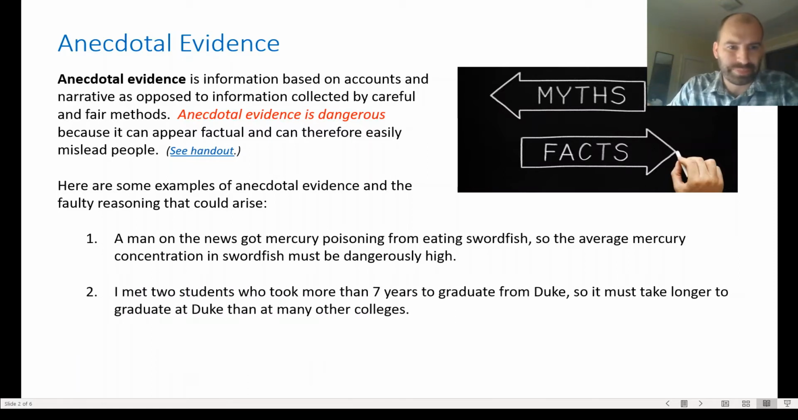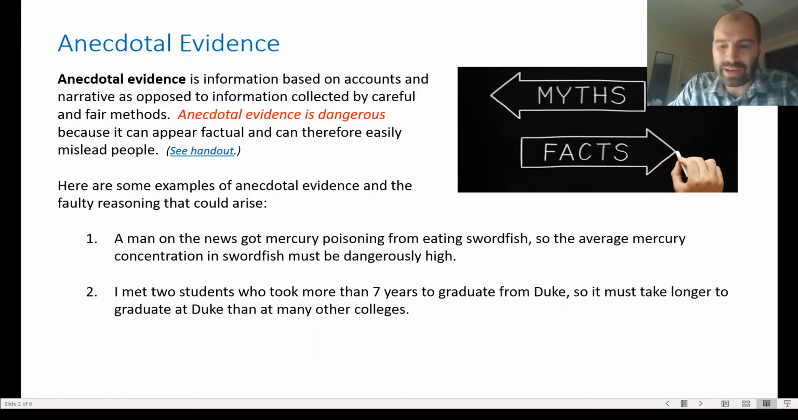Another example. I met two students who took more than 7 years to graduate from Duke University. So it must take longer to graduate at Duke than many other colleges. Well, of course, we shouldn't draw that conclusion. Just because these two students took more than 7 years to graduate doesn't mean all students are going to take more than 7 years to graduate. But you can see, I think, how we all could fall into that belief. We might talk with our friends and they said blah, blah, blah, and so we kind of take it to heart, right?